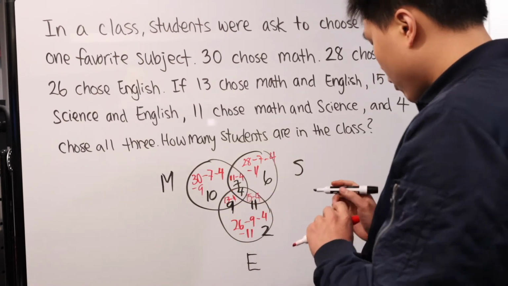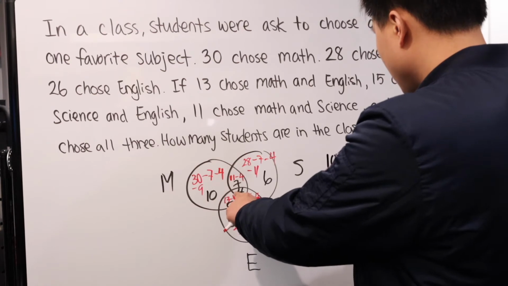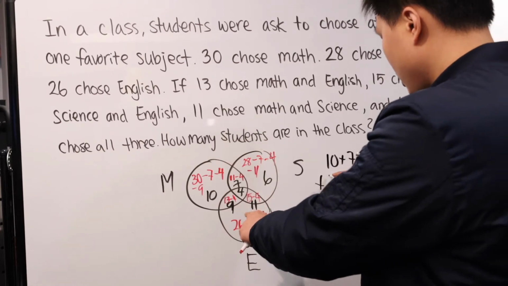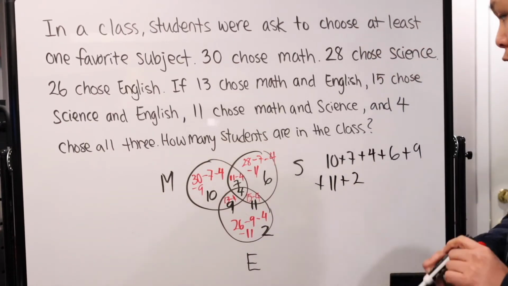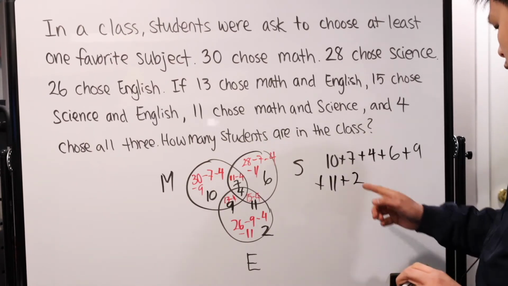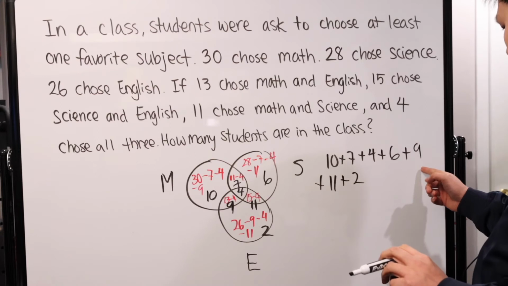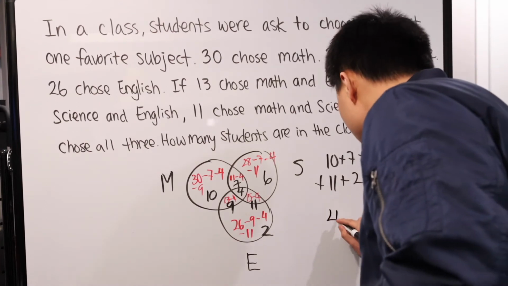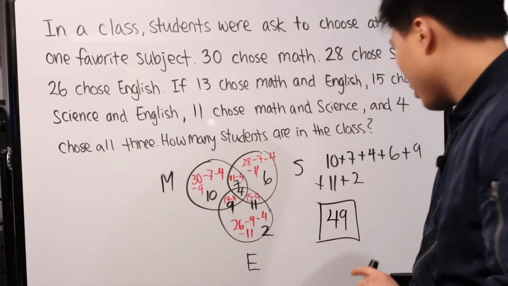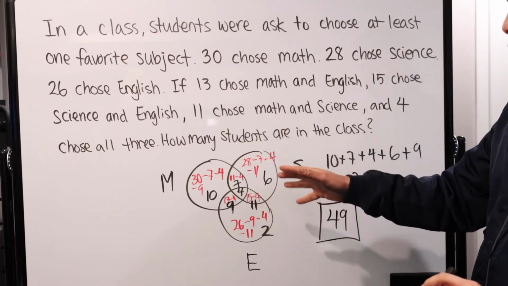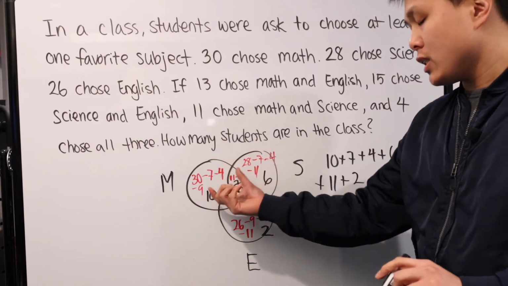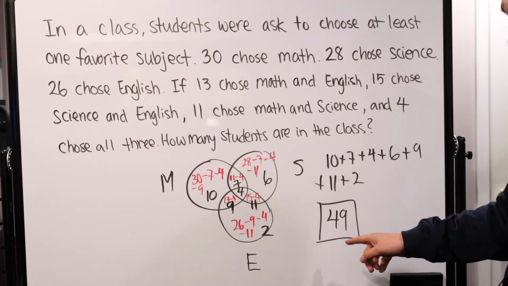So what do we have? We have 10 plus 7 plus 4 plus 6 plus 9 plus 11 plus 2 is the total number of students in this class. Now let's see if we can do this really quickly. So 10 plus 11 is 21, plus 9 is 30, that's 36, this one 47, 49. Hopefully I did this correctly, or it's going to be embarrassing. All right, cool. So after breaking it all down and reasoning through each and every one of those sections of the Venn diagram, we know that the total number of students in that class is 49.